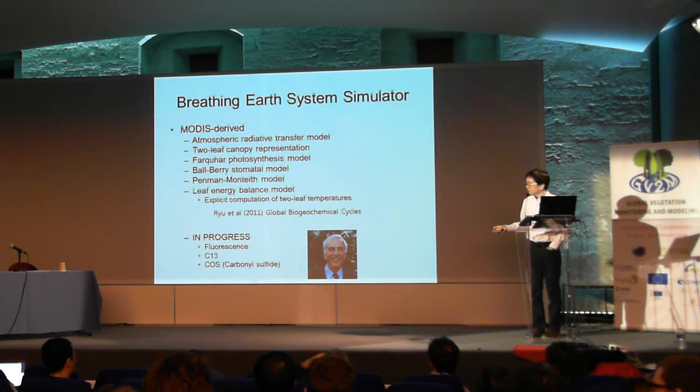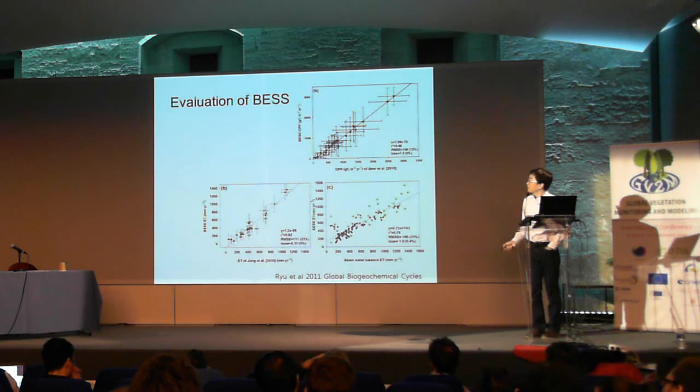And now I'm working with Joe Berry to incorporate fluorescence, C13, and carbonyl sulfide into this, because my model uses the Farquhar model and we know the two-leaf temperatures.